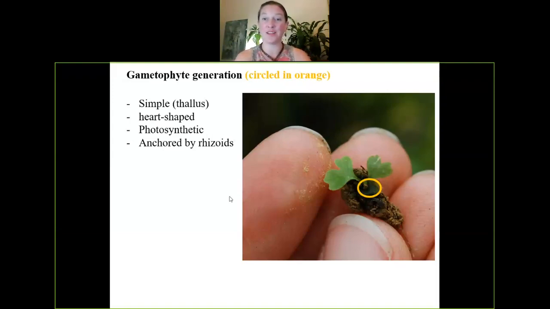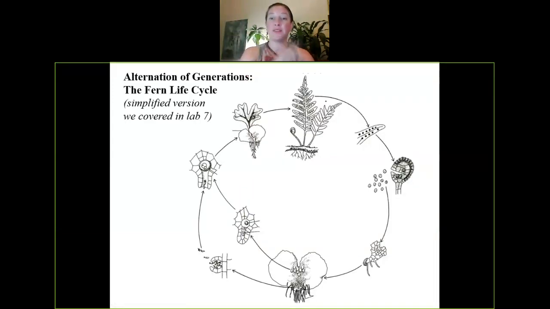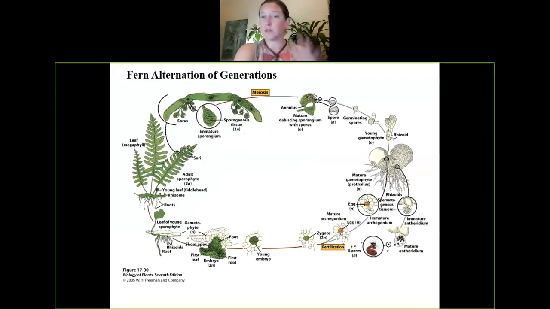That's good for the slides later if you're reviewing them. All right, so this is what we covered last time with the introduction to alternation of generations. We're not going to go through this one again. If you want to, look at the previous recording for Lab 7. But now we're going to look at a little bit more complex version of this, now that we know more about ferns and the parts of the sporophyte and the gametophyte of ferns.